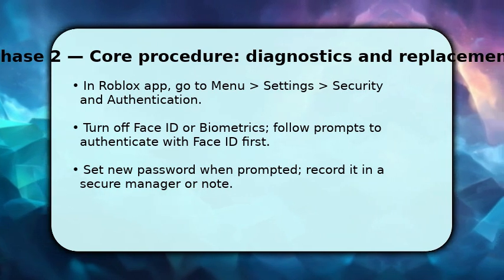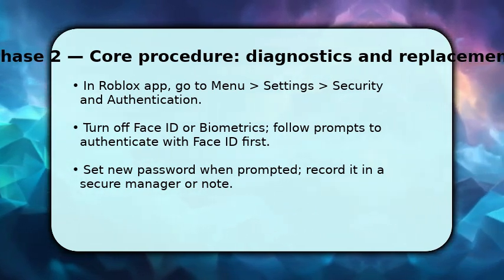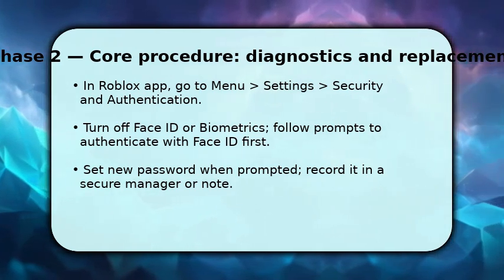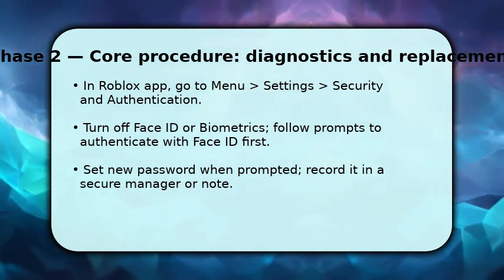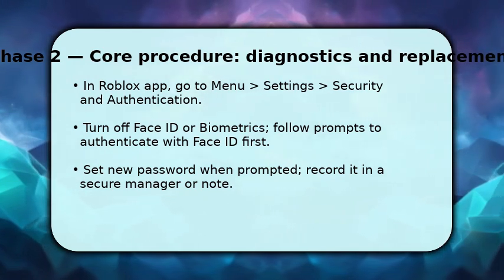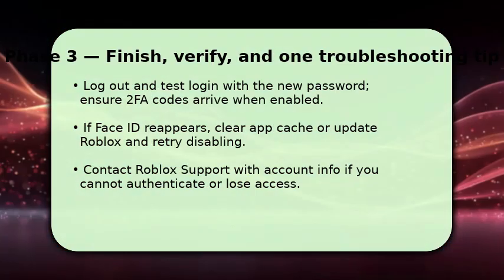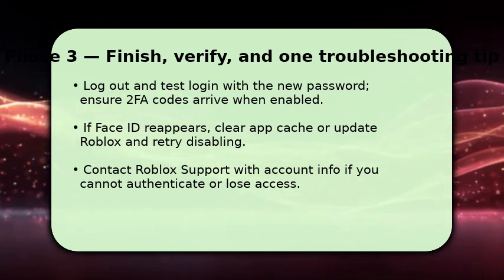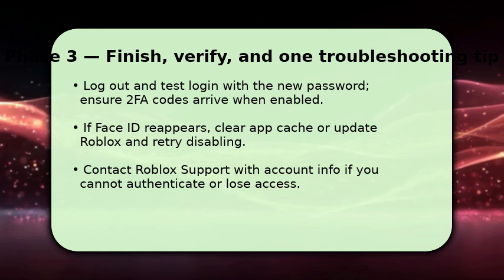Make sure two-step verification is configured as a backup. Enable email or SMS codes now because passwords alone are weaker. Finally, log out and log back in using the new password to verify the transition succeeded. Finish by testing the new flow, log out and sign in with your password, and confirm two-step verification delivers codes.